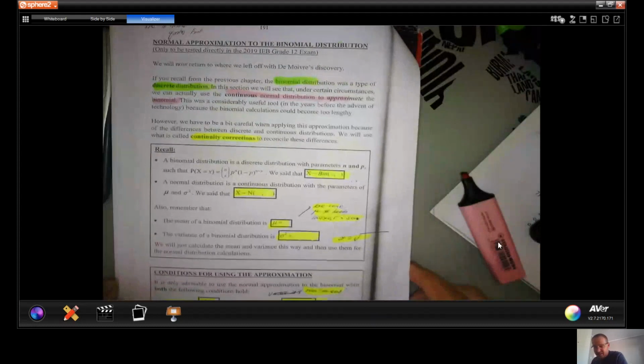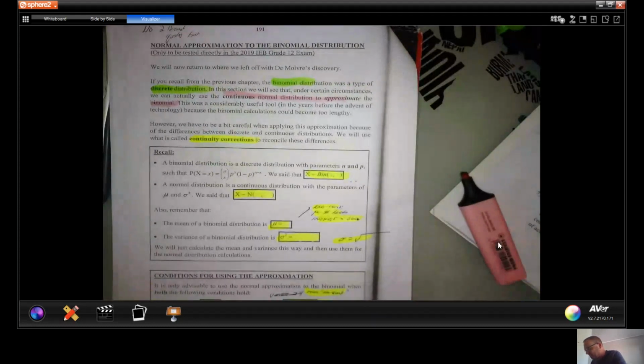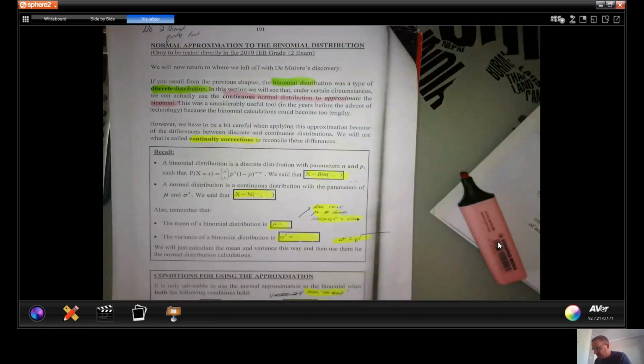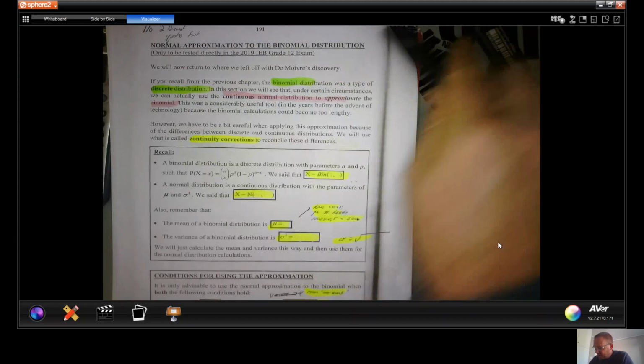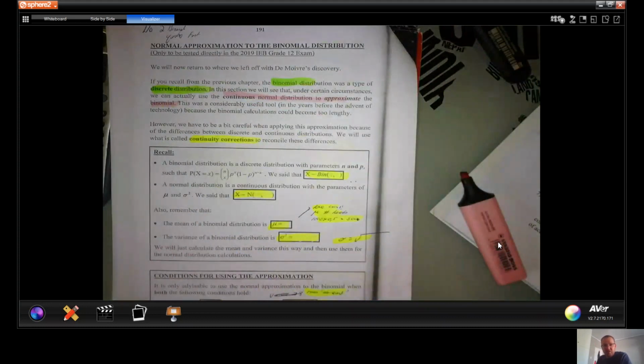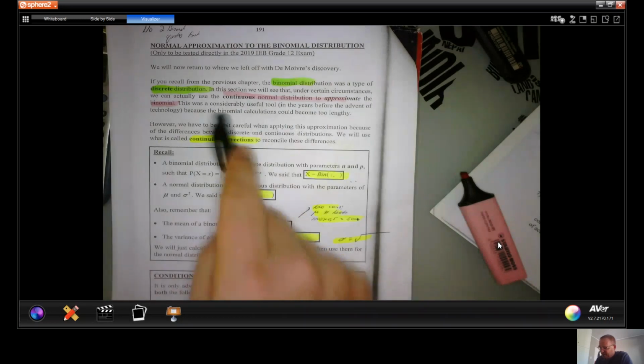Right, now I'd like you to go to your notes and to page 191. Right, so we're going to try fill in these notes on page 191. You can fill them in with me, or you can go back and do them by yourselves. Okay, but try be proactive. So remember, binomial distribution is a discrete distribution. Now, under certain conditions, it's a mission to use a binomial distribution. There's just too many calculations. So under certain conditions, I can use a continuous normal distribution to approximate that binomial, right?